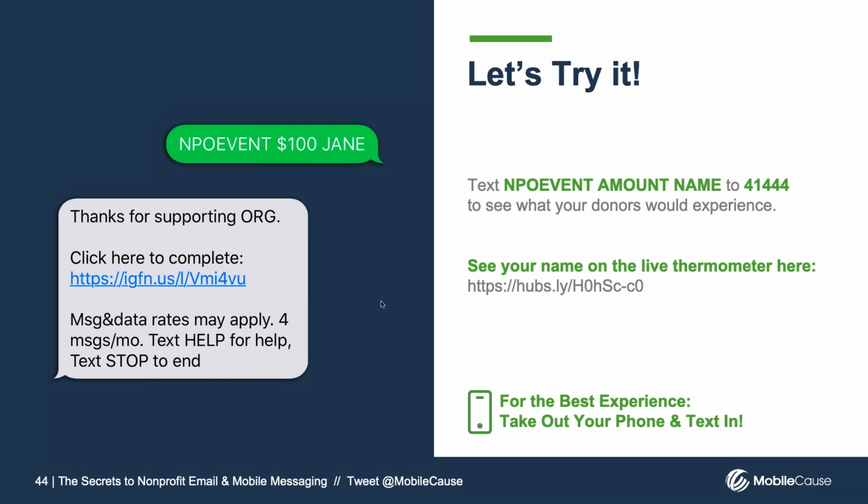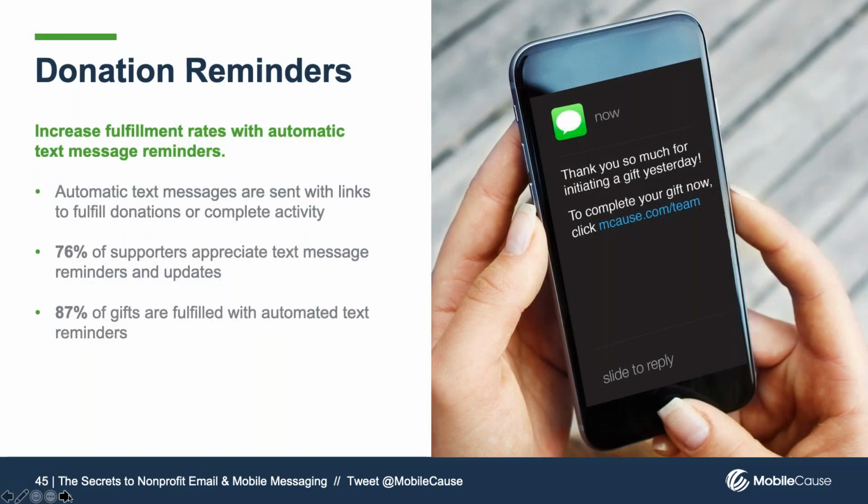This is a really great way, again, to use text messaging at a live event and make it really easy for your donors to participate without having to bother necessarily with pledge cards, and even giving you the ability to send automated reminders for your donors to fulfill those donations later on. Again, on our chat box, you should be able to see a link where you can click over and go to the thermometer, where you'll be able to see your name like you would at an event.